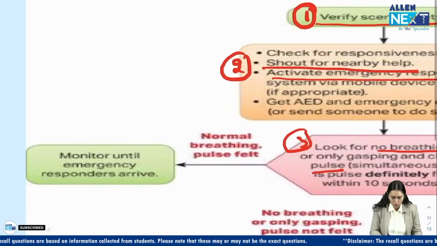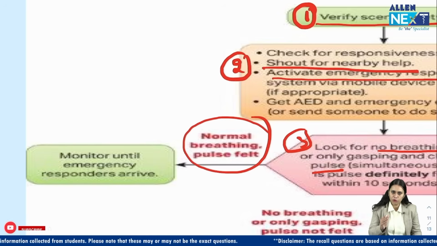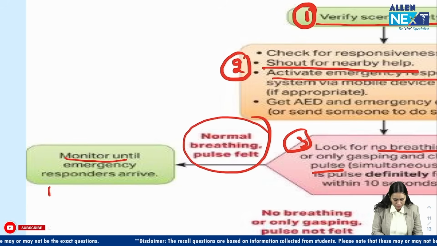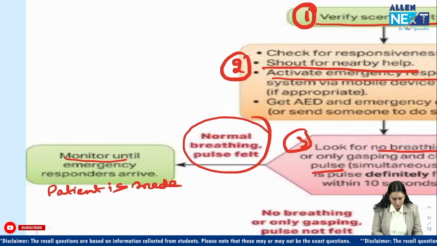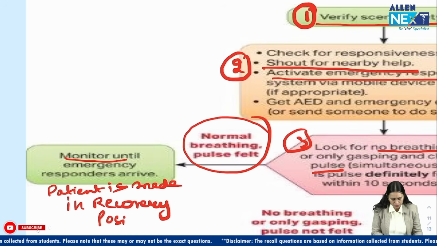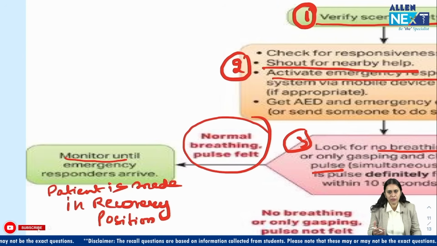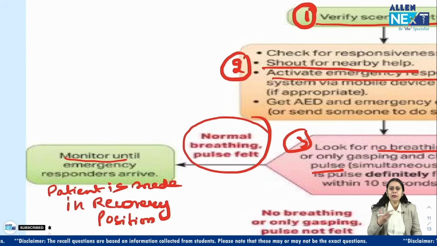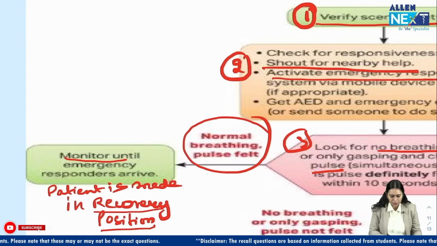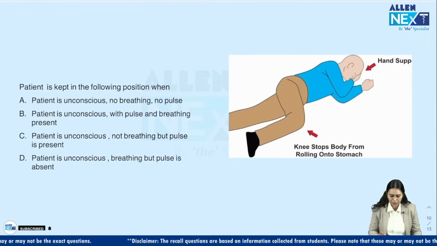Now, if normal breathing and pulse are both present, then we monitor the patient and place the patient in the recovery position. What is the recovery position? We make the patient lateral, extend the head, and prevent any secretion or vomitus of this unconscious patient from going into the airway. So that is called the recovery position. This position is your recovery position.